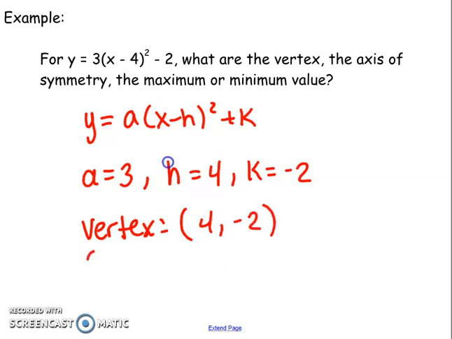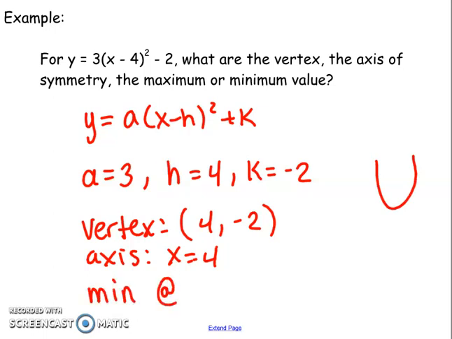The axis of symmetry is going to be x equals the x value of the vertex, which is 4. And then since a is a positive 3, we know that this will be a happy face. So that means that we're going to have a minimum value, and it's going to be a minimum at the y value of the vertex, which is negative 2.